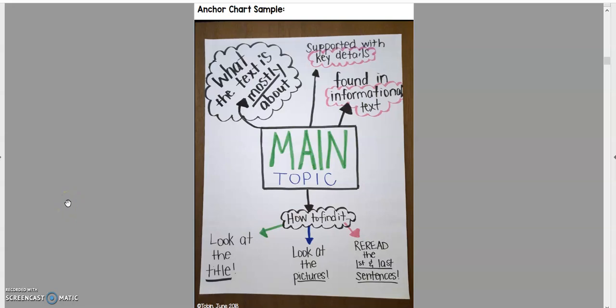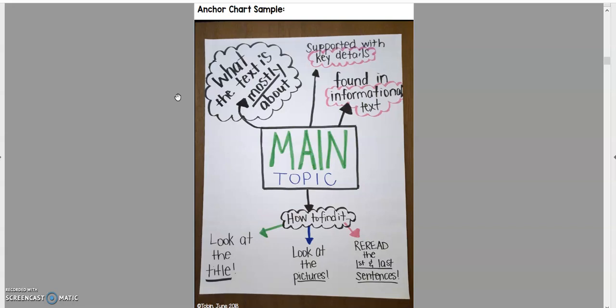Hi first graders, we're back with another mini lesson today, and today's focus is going to be on key details. Yesterday we talked about the main idea, and remember, main idea is what the text is mostly about. That's the question I'm asking myself when I'm reading my nonfiction passage. What is this text mostly about?